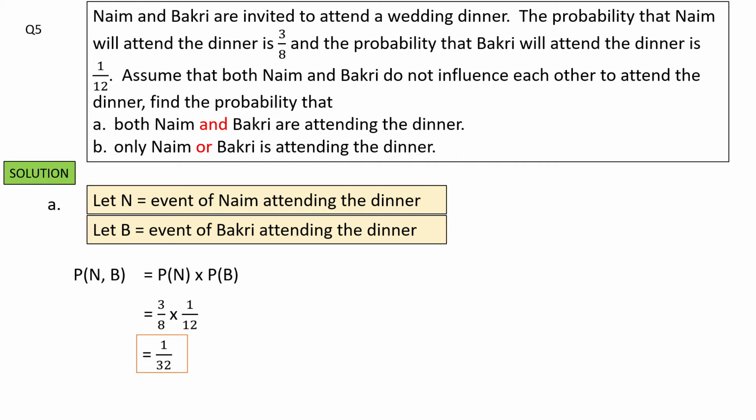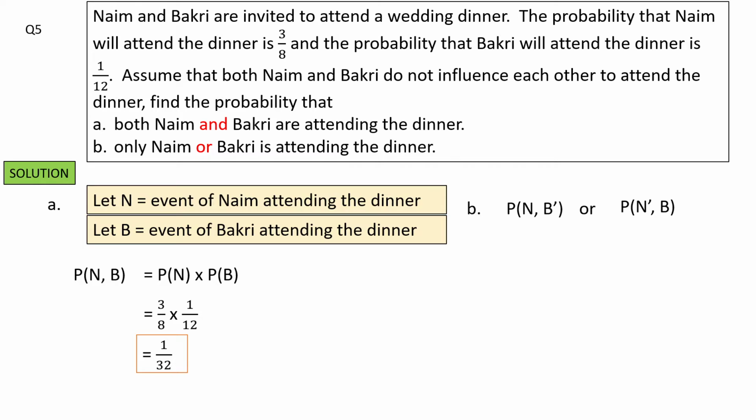Okay, for the second question, find the probability that only Naim or Bakri is attending the dinner. Now here, if only Naim is going, then Bakri is not going for the dinner. Or if Bakri is attending the dinner, then Naim will not be attending. So here we have two possible outcomes. The first one, Naim going and Bakri not going, or the second possible outcome, Naim not going and Bakri going.